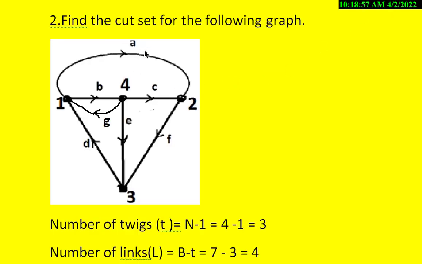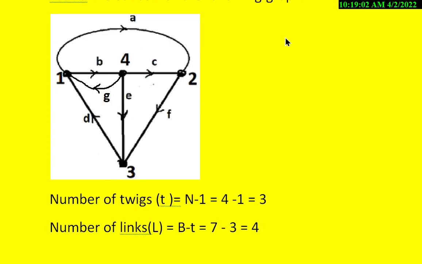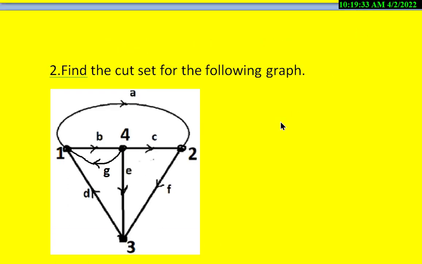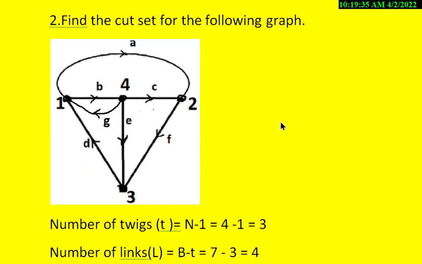Let us take another problem. Find the Cutset matrix for the following graph. Here the oriented graph is given and the number of nodes are also given, that is 1, 2, 3, 4. There are totally 4 nodes and the elements are A, B, C, D, E, F, G. So there are totally 7 elements or 7 branches.